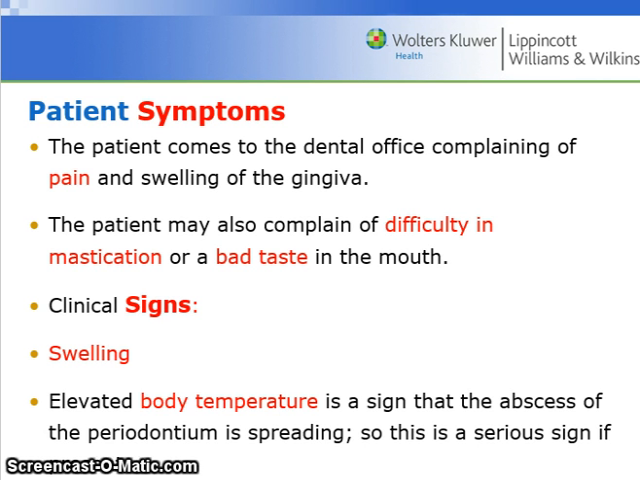The patient may present with symptoms of pain and signs of swelling of the gingiva. The patient may also complain of difficulty in chewing or a bad taste in the mouth. Remember to distinguish between symptoms and clinical signs. Swelling is a clinical sign. Elevated body temperature is also a sign that the abscess of the periodontium may be spreading. So this is a serious sign if it's present.